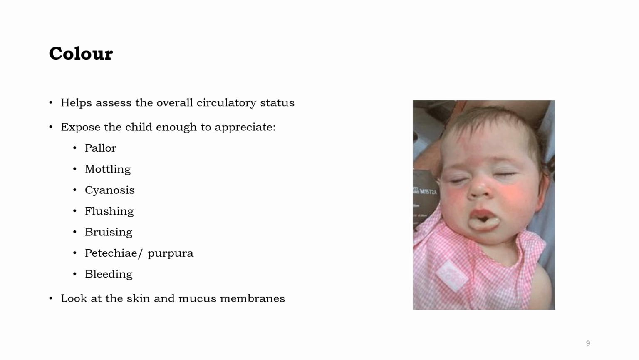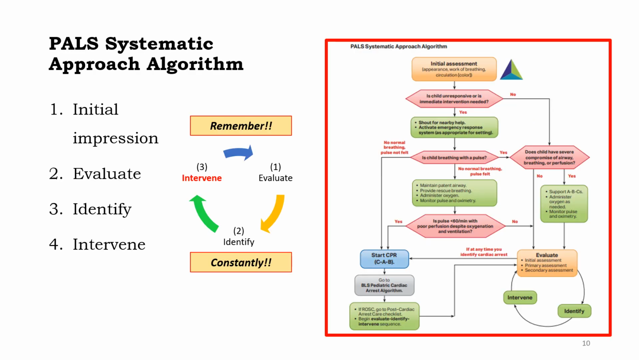And color. What is the color of the child? This is a very good indicator of the circulatory status if you want to get a quick snapshot just from the first look of the child. You can see a lot of things like we saw previously: mottling, rashes. You can see in this child how she's having flushing of the cheeks, swelling of the lips, most probably having an allergic reaction. You look at the skin and also at the mucous membranes. So you have done the initial impression in which you looked at the appearance, breathing, and the color.